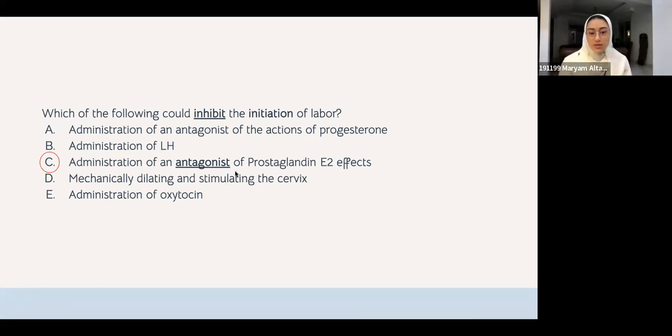Okay, but the key concept here is prostaglandin E2 is essential for the starting of labor, or the initiation of the process of labor. And if you stop that from happening, you can stop labor from happening. Okay.